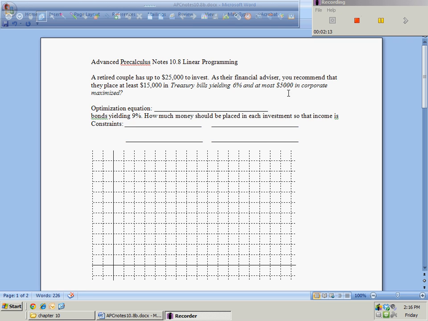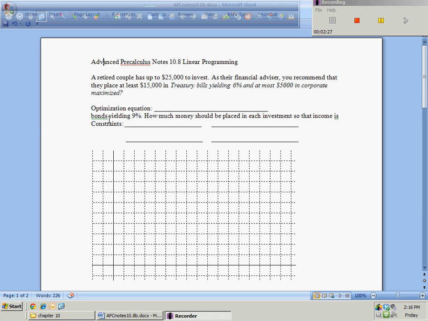Is that in corporate? What happened to the bonds? It should say where? How did it get over here? So this is kind of messed up.